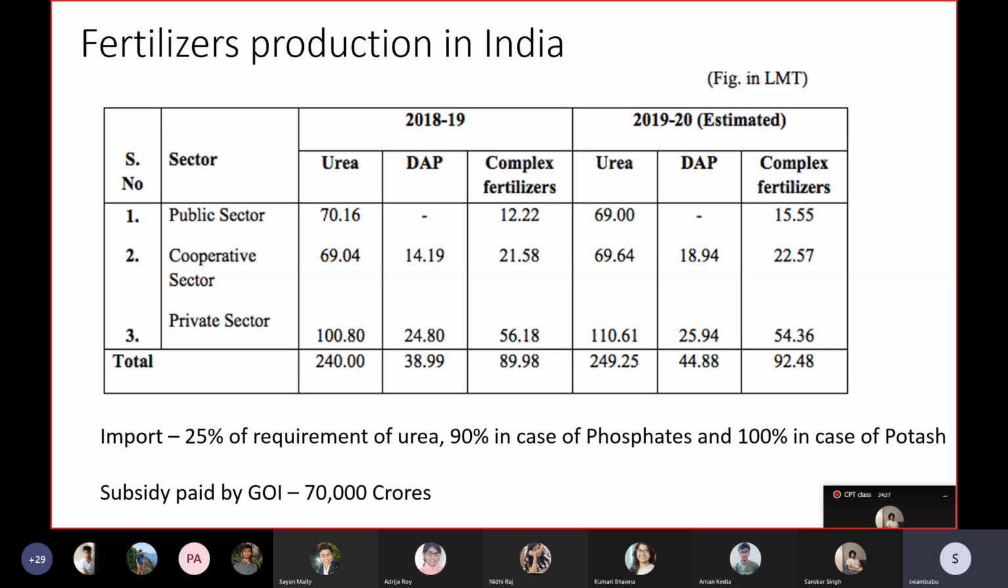You can see the total amount of fertilizers produced of the three. Urea is very high, almost 240 lakh metric tons produced in India. DAP is almost 40 and complex fertilizer is almost 90 lakh metric tons. So you can see it's a huge quantity, on an average almost 350 lakh metric tons are being produced.